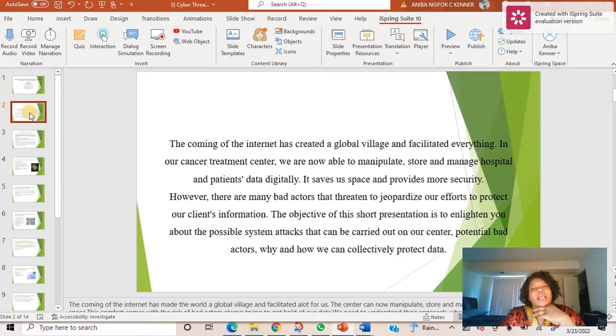Now, the coming of the internet has facilitated a lot for our world. The center can now manipulate, store, and manage data digitally. This saves us a lot of space and a lot of savings on so many things. This comfort also comes with a lot of its curses. We have a lot of bad actors that are always trying to put their hands into our data, which is very dangerous. We therefore need to understand who these bad actors are, what they can do, and how to protect ourselves.